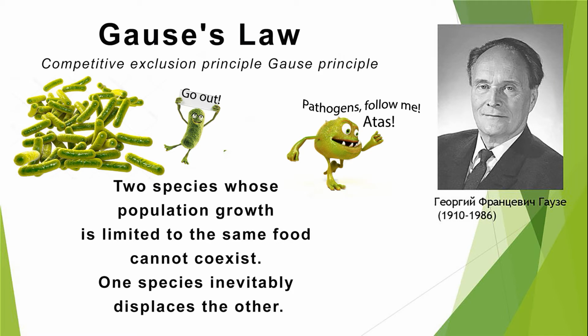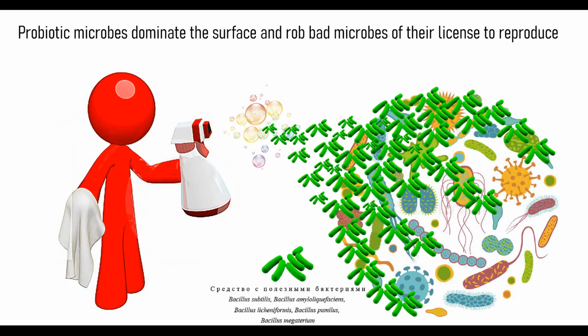3. To stop the activity of pathogens, it is necessary, Gauss's law, to saturate the room with useful active microbes that are safe for humans. 4. The number of beneficial microbes, probiotics, should be large and constantly entering the space of this room. This is called probiotic dominance.